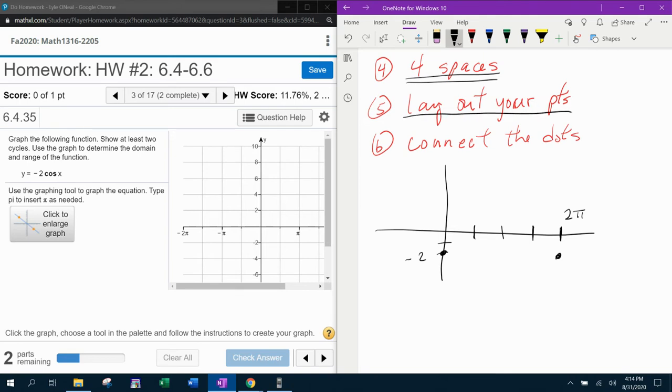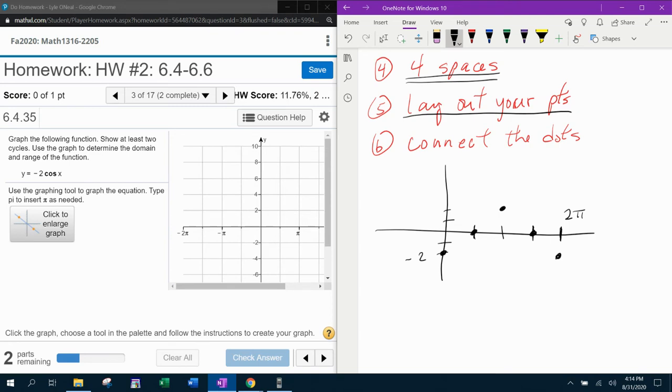Now remember, this function is sinusoidal. That means it's going to make a wave. So if I'm starting at -2, at the first hash mark, I'm going to get to the x-axis. And then at the next hash mark, I'm going to be up at +2. That's as high as this wave can go. So at the next hash mark, I'm going to have to head back down to the x-axis. And then at the next hash mark, we'll be at -2 again.